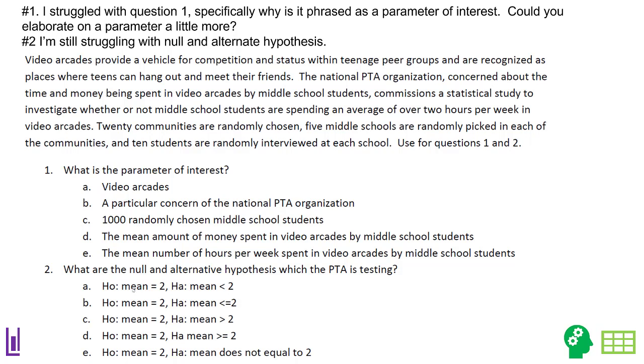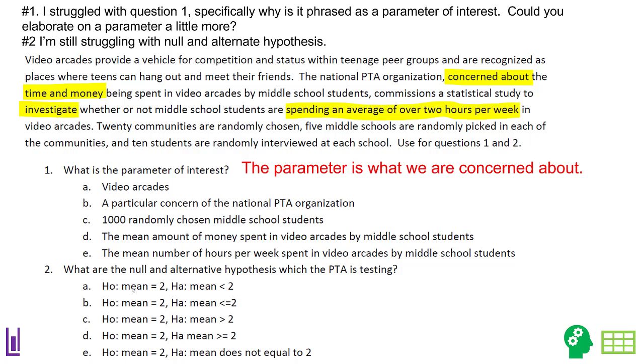Some of you said, why is it phrased as parameter of interest? Could you elaborate on a parameter a little more? So the parameter is what we're concerned about. And in fact, they say concerned about time and money. Now, the study does not actually go into the money. It's really more concerned about the time. They're worried about middle school students spending an average of over 2 hours per week. So the parameter is the mean number of hours per week spent in video arcades by middle school students.